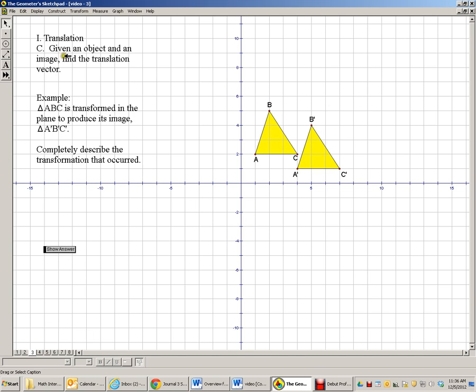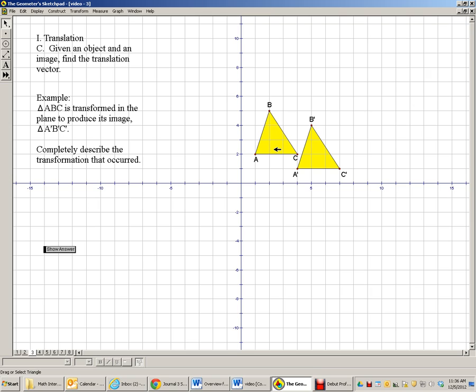Here's a variant on that. Let's say that I give you the object, the original triangle, and the object is the word we use for the original triangle, and I also give you the image of that triangle. The way I phrased the question here, triangle ABC is transformed in the plane to produce its image, triangle A prime, B prime, C prime. Completely describe the transformation that has occurred.